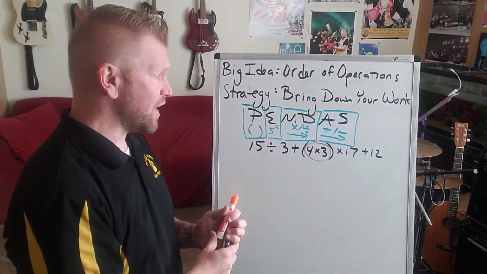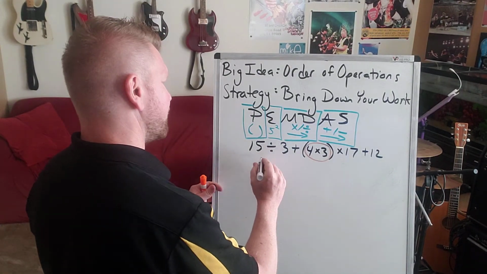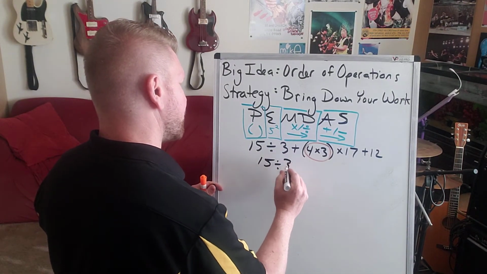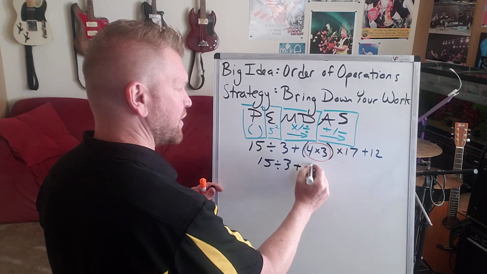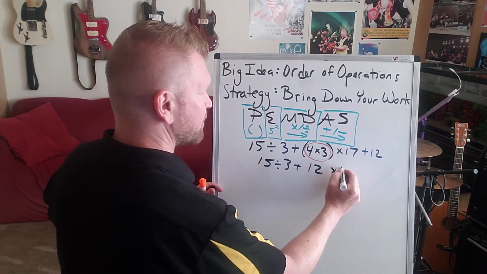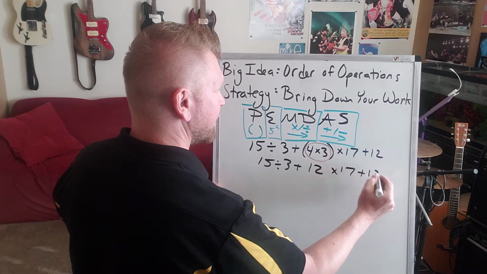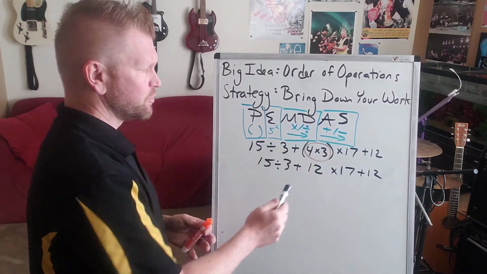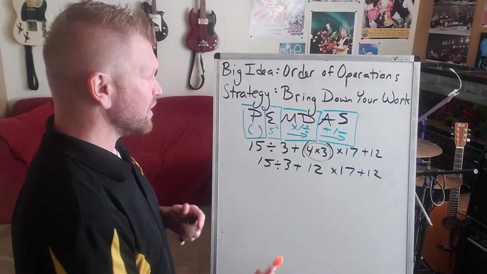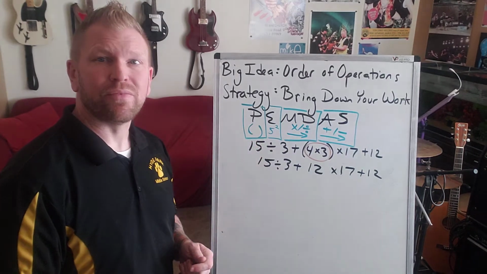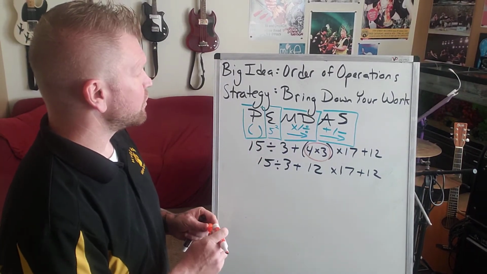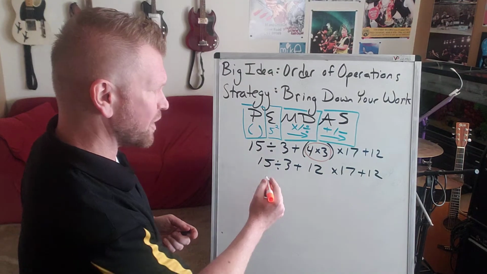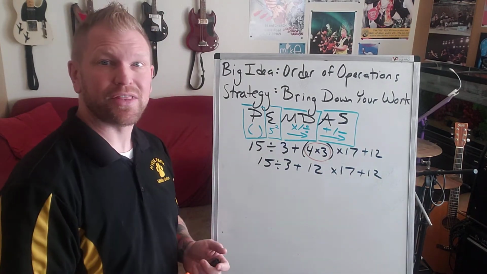We're going to bring our work down. We're going to bring everything down. We're going to bring down 15 divided by 3 plus, for this, we're going to write 12 times 17 plus 12. So you bring down everything except you simplify this to a 12. Okay, so is there anything left in parentheses for us to do? No. Okay, so now we're going to do exponents. Except this problem doesn't have any exponents, so you don't need to worry about that.